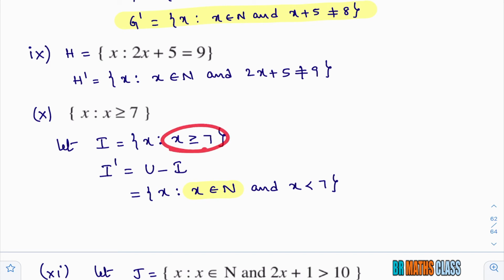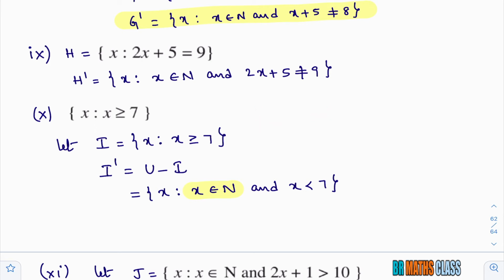Greater than or equal to 9. Complement means not greater than or equal to 7. Not greater than or equal to means strictly less than. You cannot write less than or equal to, because here equality is there. Whenever they give greater than or equal to, while saying not, we'll say strictly less than.